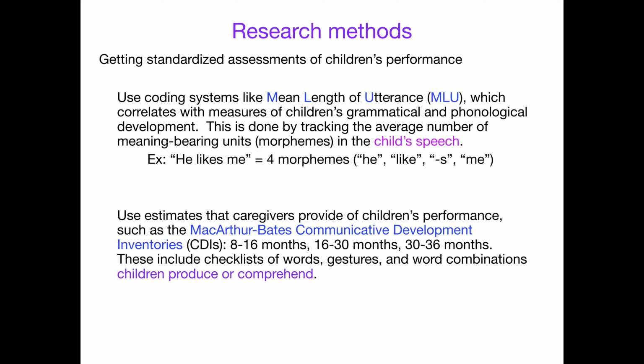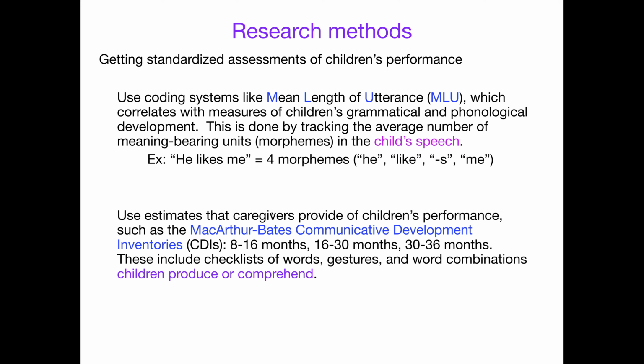So the mean length of utterance. For every utterance, you count how many of these, you take the average, and that's a number that you can get to sort of give you an indicator of where the child's production is. And again, it tends to correlate with different, more precise measures that we'll talk about shortly, in perhaps the next podcast, children's grammatical and phonological development.